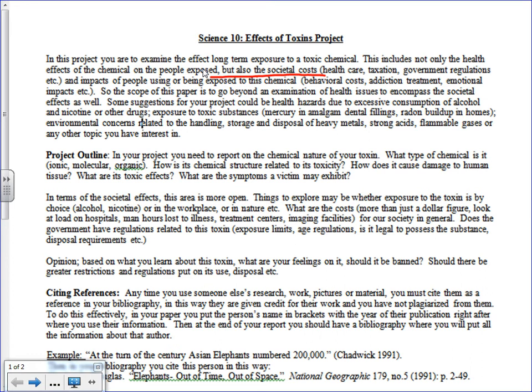Exposure to toxic chemicals. I have mercury in amalgam dental fillings here, but that's actually a big joke. Radon buildup in homes, environmental concerns related to the handling, storage, and disposal of heavy metals, strong acids, flammable gases. Any other things that you have interest in can be any toxic chemical as long as it's chemically toxic. All right, everyone follow me there.